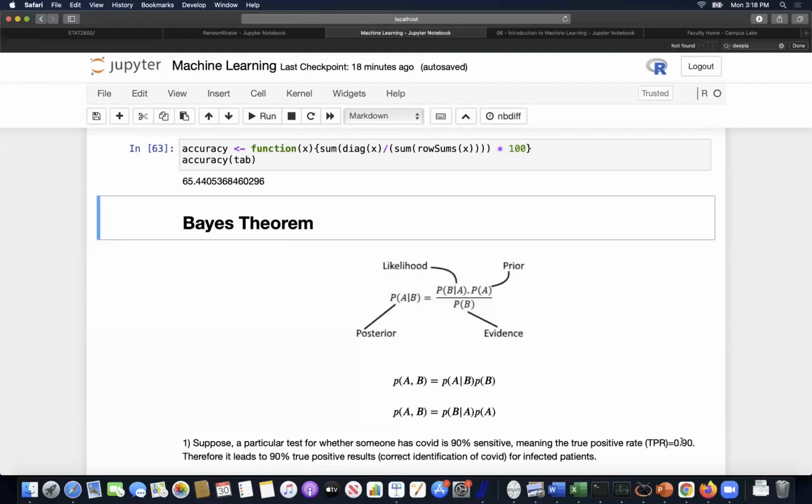So what is the true positive? Out of the ones who are actually positive, our algorithm is correct 90% of the time. So that's the true positive rate. In other words, it's leading to 90% true positive results. So what is a true positive result? Correct identification of COVID. A patient comes in, that patient has COVID, and our test is going to be 90% accurate. So 90% of the time it's going to say yes, this infected patient is positive, and 10% of the time it's making a mistake. Okay, no test is perfect, so it's going to make a mistake.